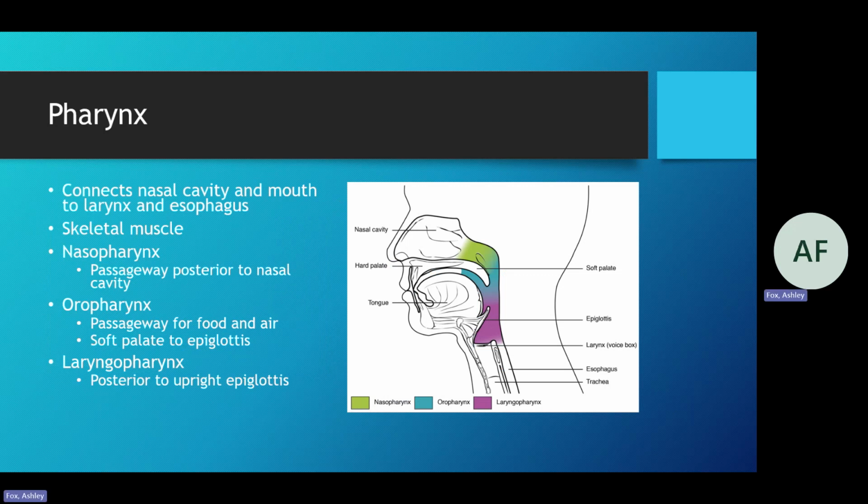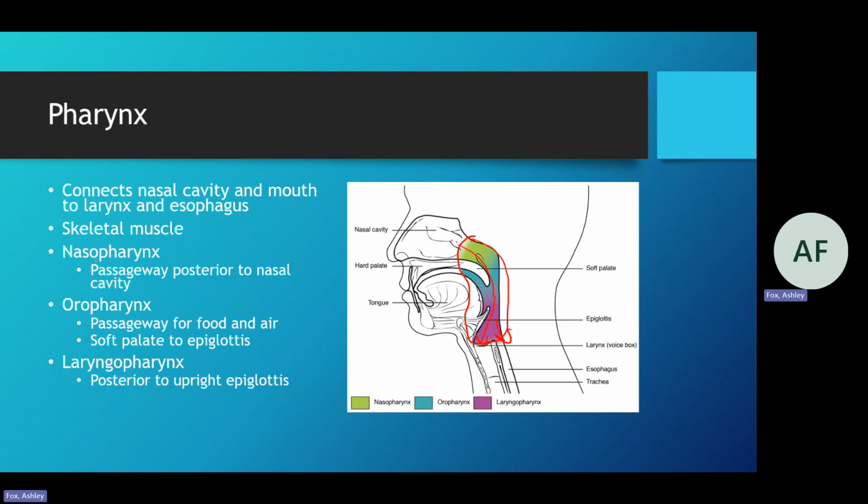The pharynx, remember, kind of talked about it's the back of the throat, and it does have different areas based on where it is. So this entire thing right here in the color portion is the pharynx. And so it's connecting the nasal cavity, the mouth, and then going down into the larynx or the esophagus. So kind of the two holes that you can lead to. So there's two pathways at the end of the pharynx. It is made up of skeletal muscles, so it is kind of voluntary, at least when swallowing.